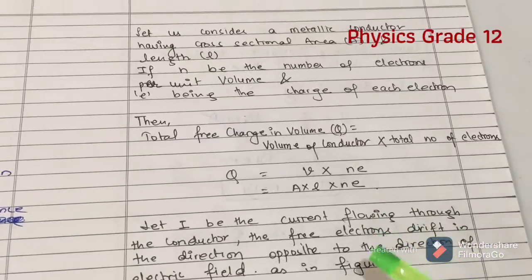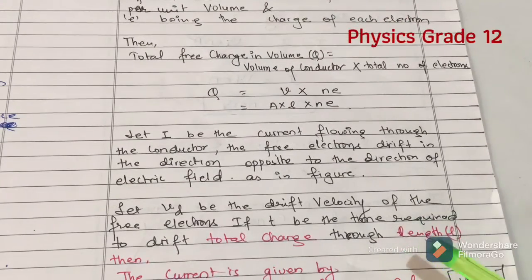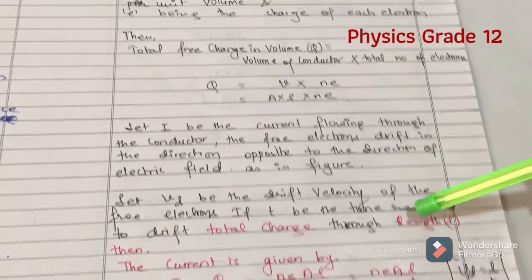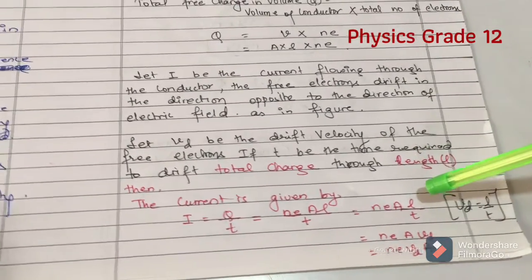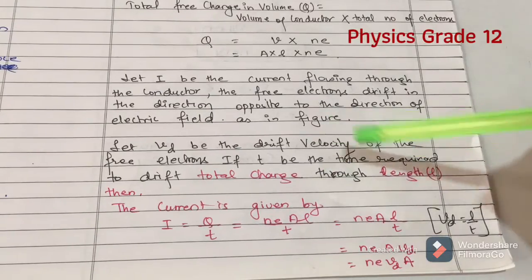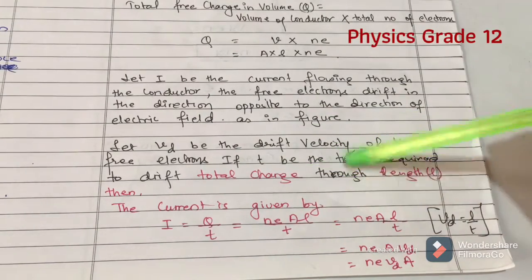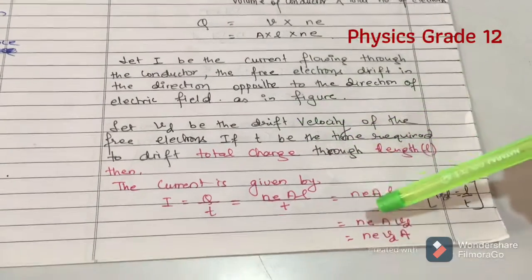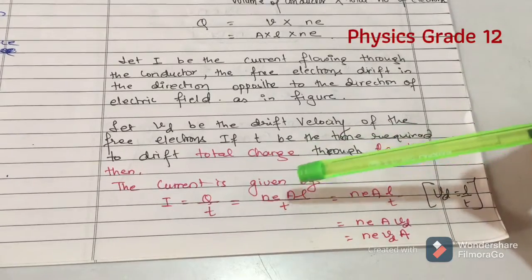Let us consider that I is the current flowing through the conductor. Free electrons drift in the direction opposite to the direction of the electric field as in the figure. Let Vd be the drift velocity of the electrons. If T is the time required for the drift, the total charge through the length L gives the total current, I equals Q by T.